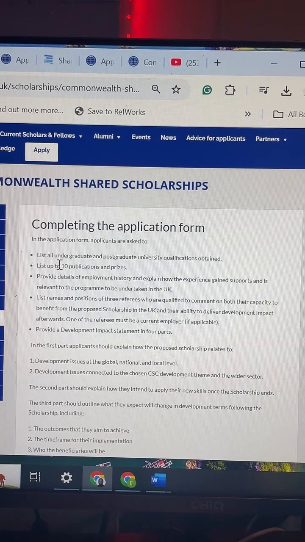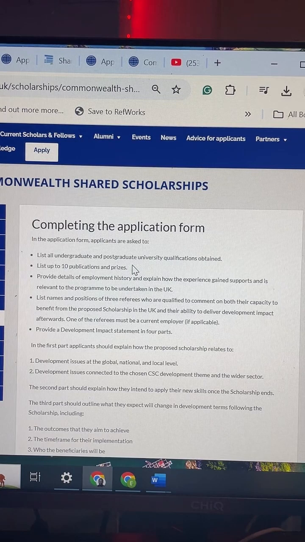And now there is an advice, or information given to us on how we can go about completing the application form, that is the online application portal. So the first thing is for us to know that we will be asked to list all undergraduate and postgraduate university qualifications obtained. So if you have more than one undergraduate, or if you've done a postgraduate study and you have the qualifications with you, then you can go ahead and list them when you are asked.